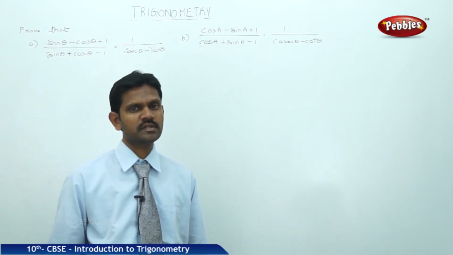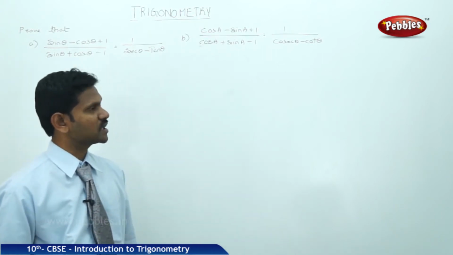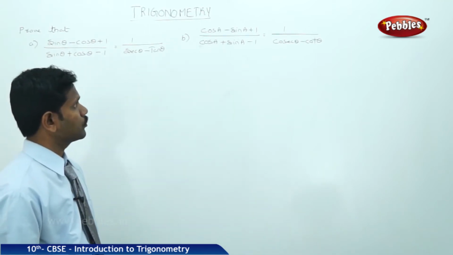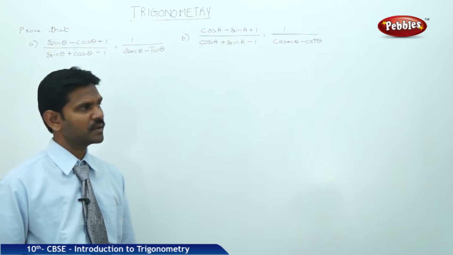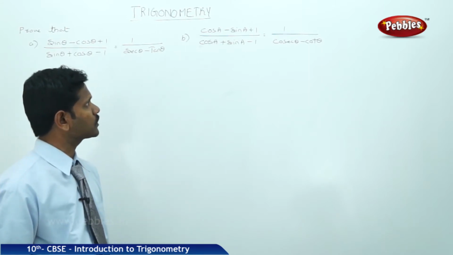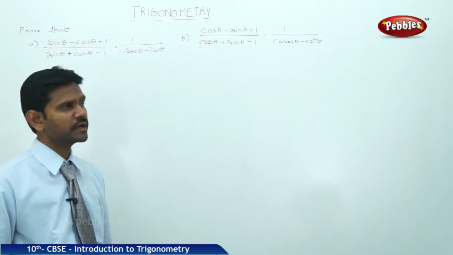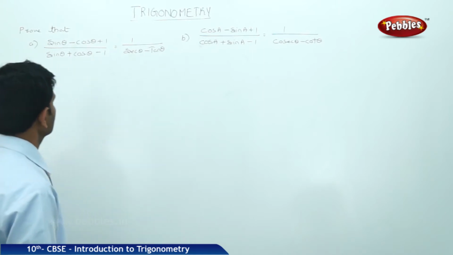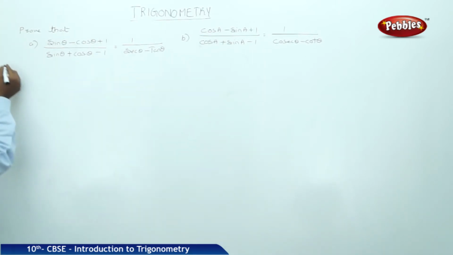Let us see the following examples. Two examples are given, and the model of the two questions is the same, but the property, the identity that we are using is different from question number 1 to 2. Now the answer to the first one, answer to A.